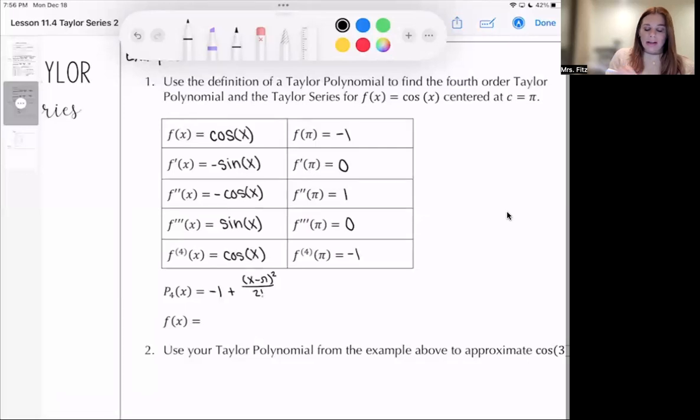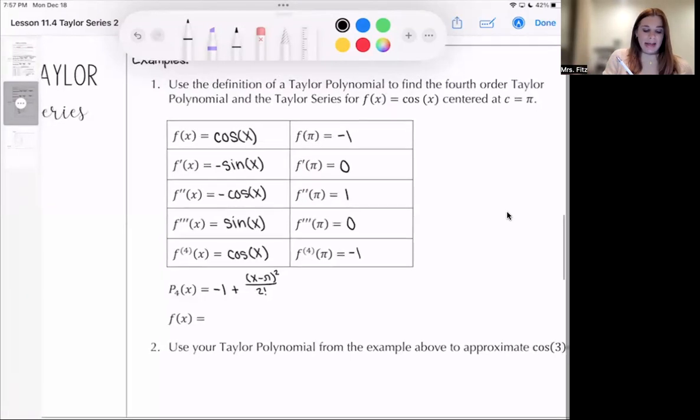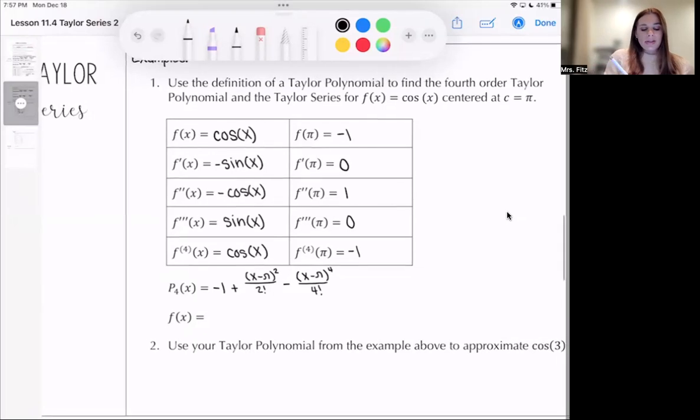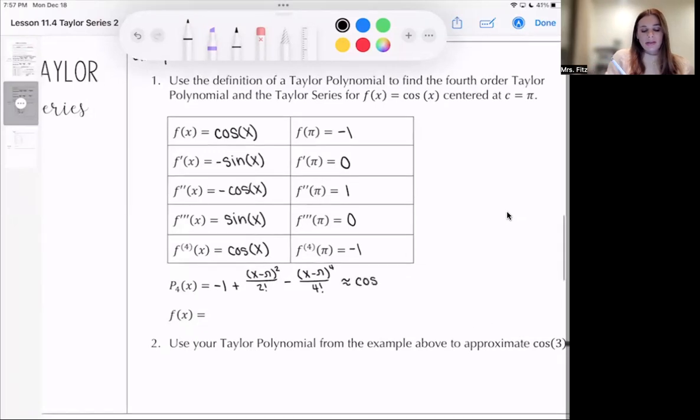Over 2 factorial, okay? And then the next one, now it's times 0 again. So it would have been 0 times (x minus pi) cubed over 3 factorial, but that's just 0. Then the next one would actually be negative. So I'm going to write it as -1 times (x minus pi) to the 4th over 4 factorial. So this is the fourth degree Taylor polynomial. Now, this would get you an approximation of cosine of x, but it's not exactly equal to cosine of x. So this is approximately cosine of x.